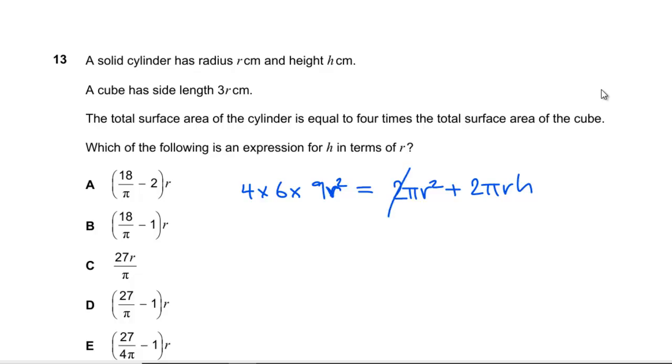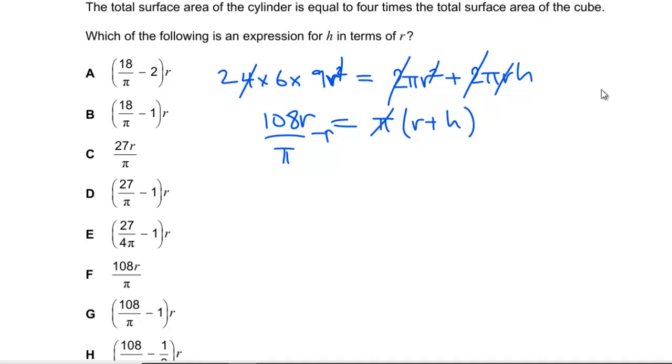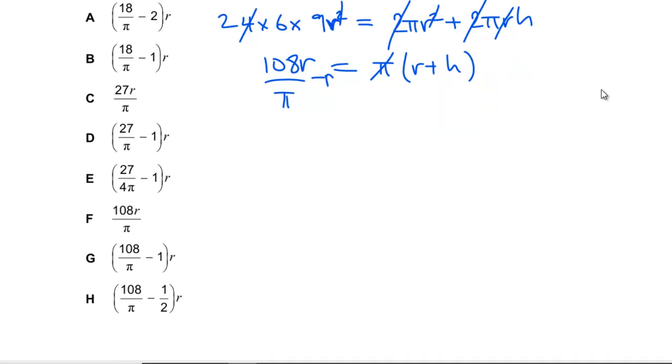Okay, let's get rid of some 2's. So we've got 12 times 9, which is 108, times, I can get rid of some r's as well, actually. R, and R times r. And then that is equal to pi r plus h. So divide by the pi, take off the r. 108r over pi minus r. So I just factorise the r, so it's G. Okay.